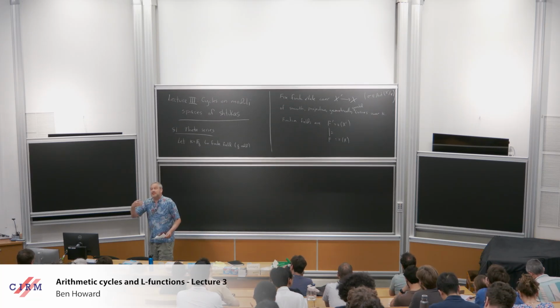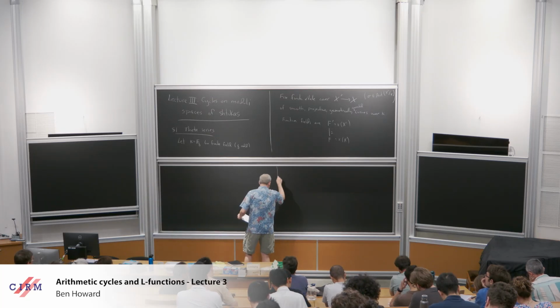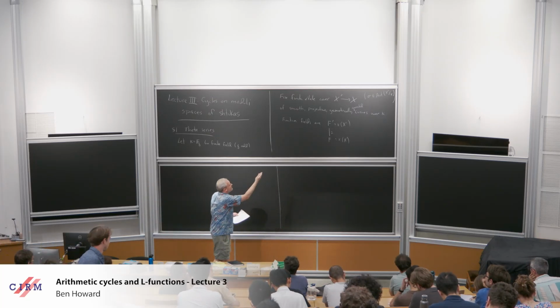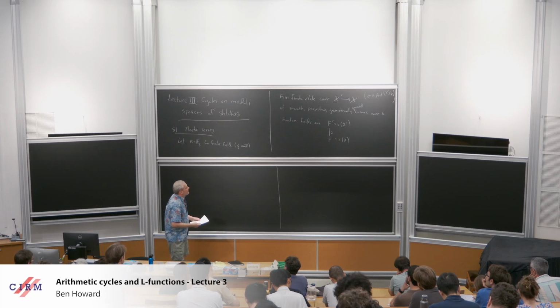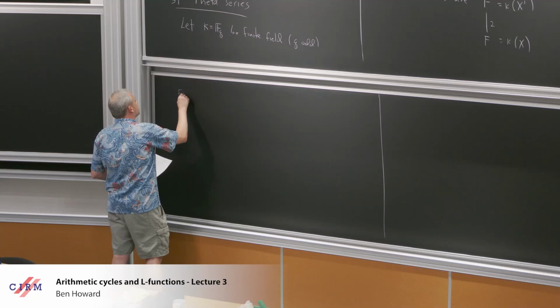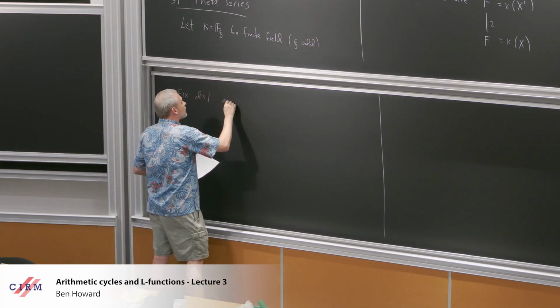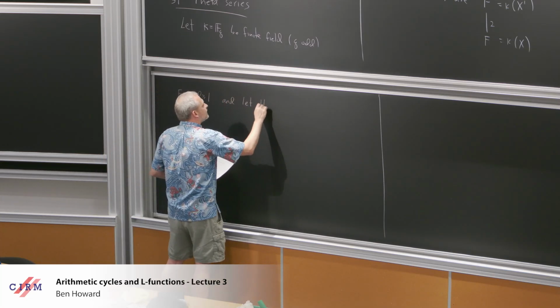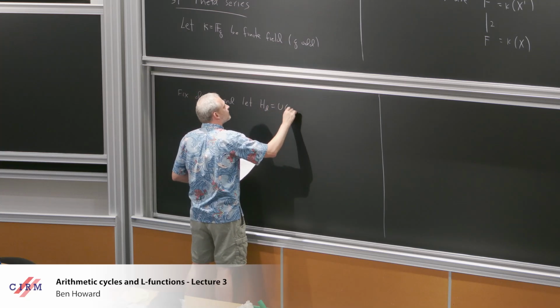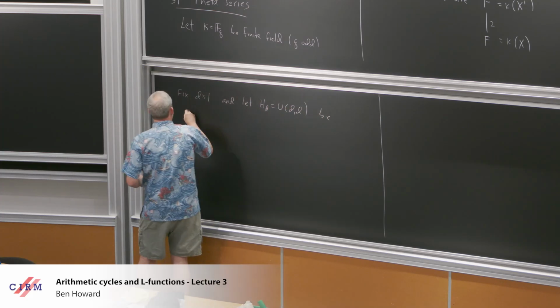Okay, we're still going to be working with automorphic forms on a quasi-split unitary group. And the quasi-split unitary group is the exact same one that we had last time, just over the function fields. So let's fix a d at least 1 and H_d equals U_{d,d}. This is going to be the quasi-split unitary group.